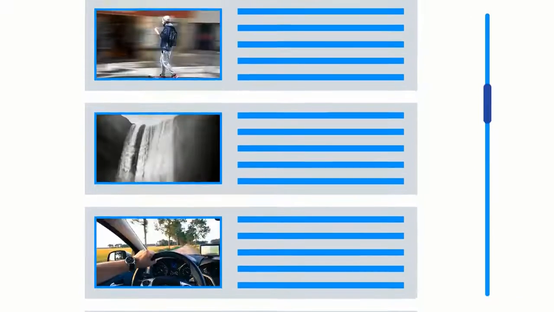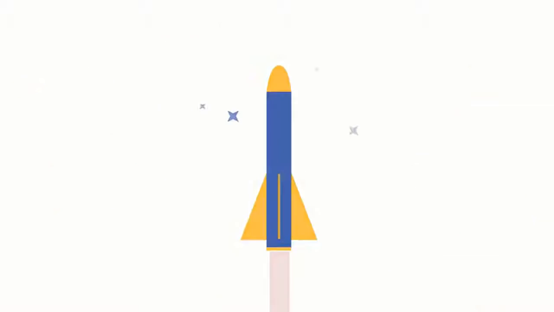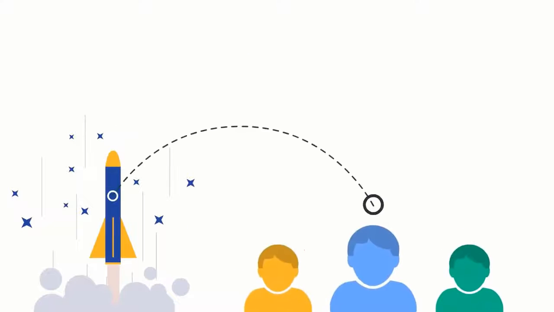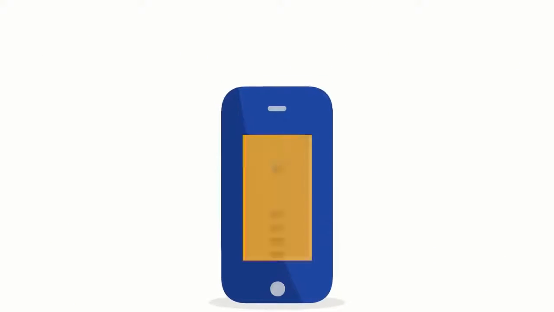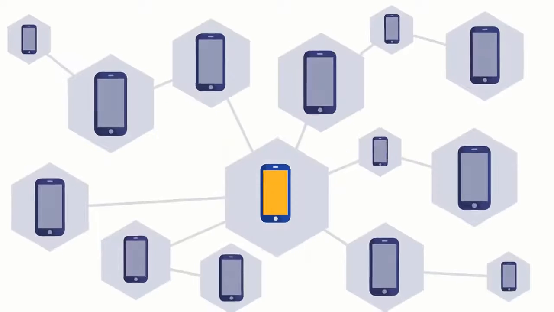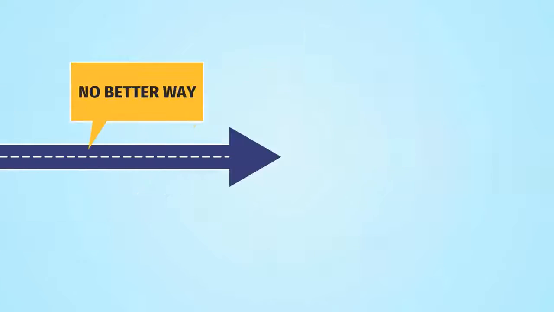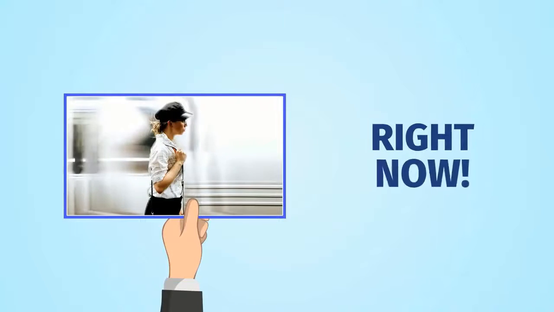Scroll-stopping content is even more important for free viral traffic because it skyrockets social shares by both making people pay attention and giving them amazing content to share. So, if you want your content to be shared and go viral, there is no better way than to start using live pictures right now.